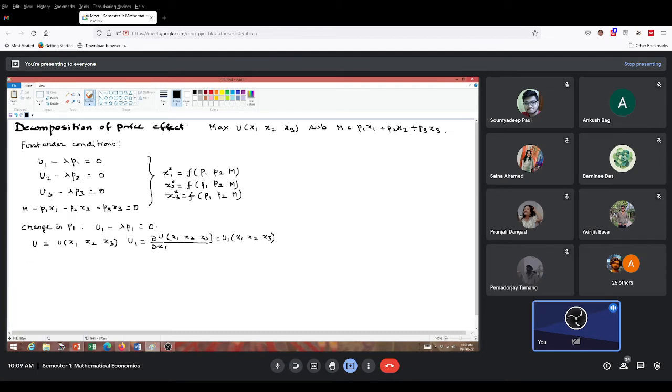So I have got U1 minus lambda P1. Let us look at U1. When P1 changes, what happens in a demand function? X1 will change. If X1 changes, what will happen over here? U1 will change. Now, what is this part, del U1 by del X1? U11. And this is simply dx1 by dp1.